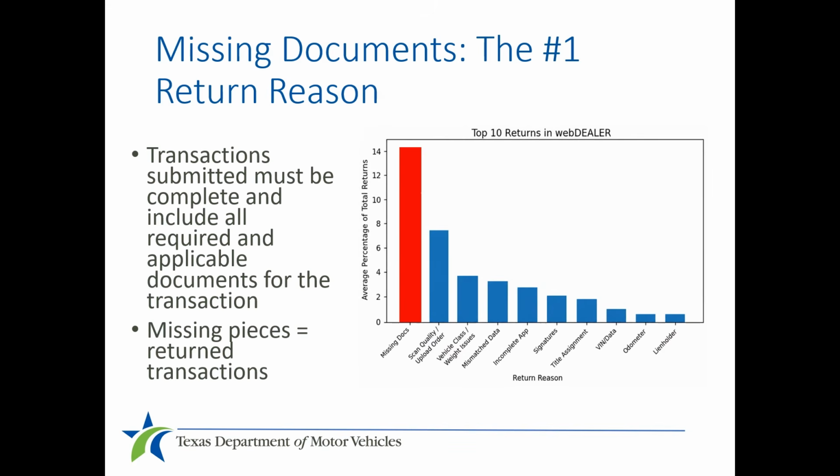The number 1 reason transactions get returned is missing documents. Think of each transaction like a puzzle. Every piece needs to be there for it to make sense. If even one required document is missing, the transaction is incomplete and may have to be returned for correction. That is why every transaction must be complete and include all required and applicable documents. Let us look at the documents that are missed most often.